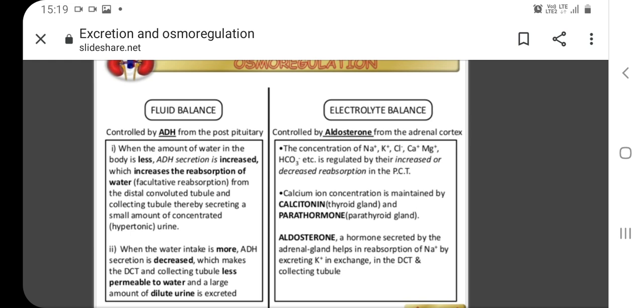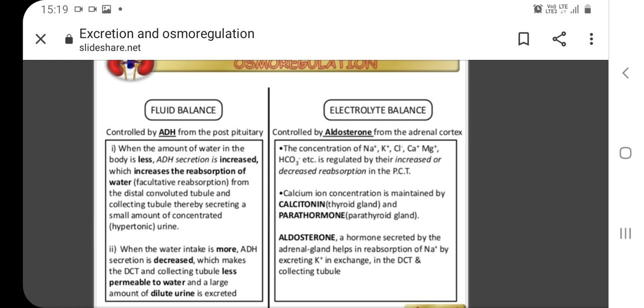When the water intake is more, antidiuretic hormone secretion is decreased, which makes the distal convoluted tubule and the collecting tubule less permeable to water, as I have already discussed few minutes back, and a large amount of dilute urine is excreted.